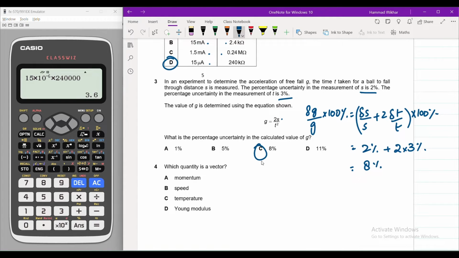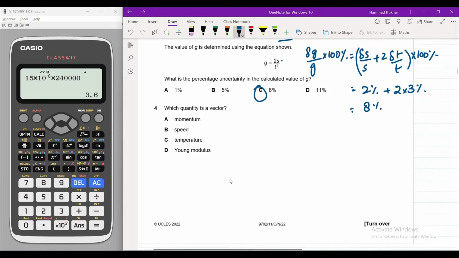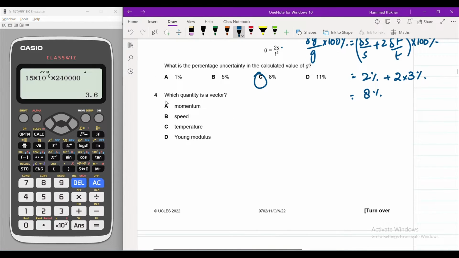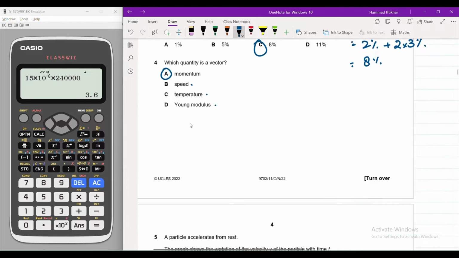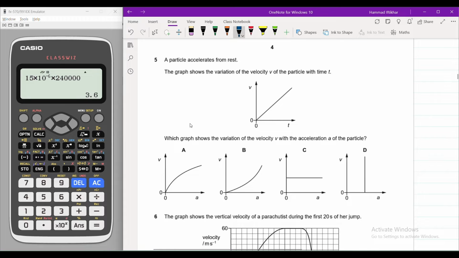So that's 8%. Which quantity is a vector? The first one, momentum, is a vector. Speed, temperature, Young modulus, they are all scalars. A particle accelerates from rest. The graph shows the variation of the velocity v of the particle with time t. Which graph shows the variation of the acceleration a of the particle?